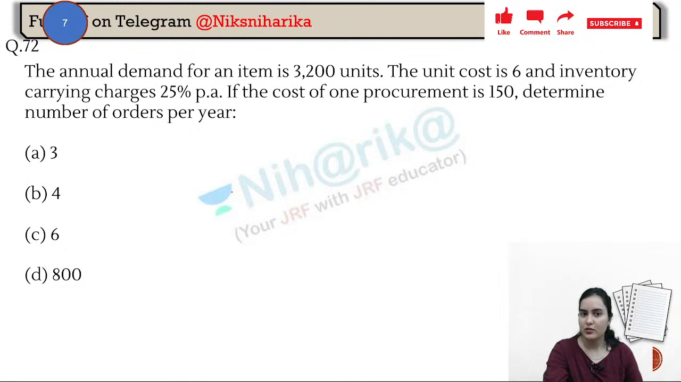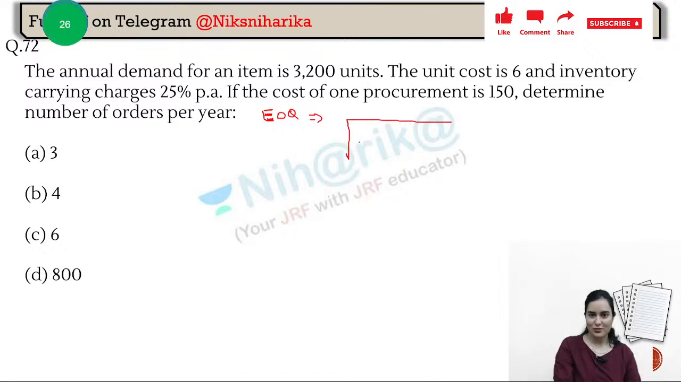Now the annual demand for an item is 3200. Now Twinkle, have you done EOQ, economic order quantity? Have you all done it with me till now, or is it still pending? Yes, it is given in notes. Okay, so shift 3 will be pretty easy for us to solve.